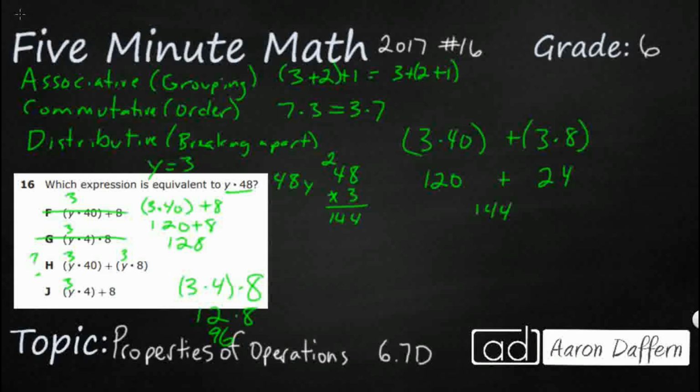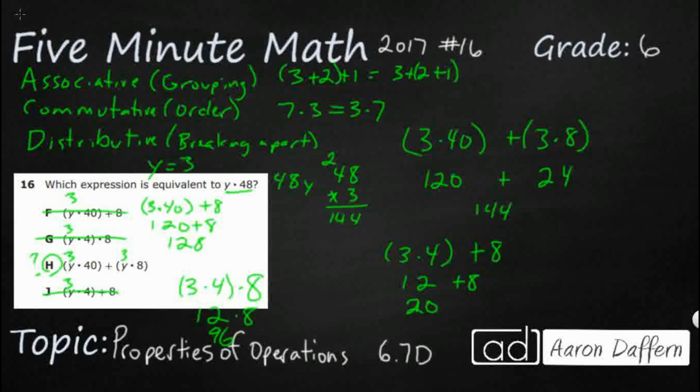Let's try this last one, j. So we've got 3 times 4 plus 8, so that's going to be 12 plus 8. That is not correct. That is going to be 20. Nowhere near. So our answer is h.